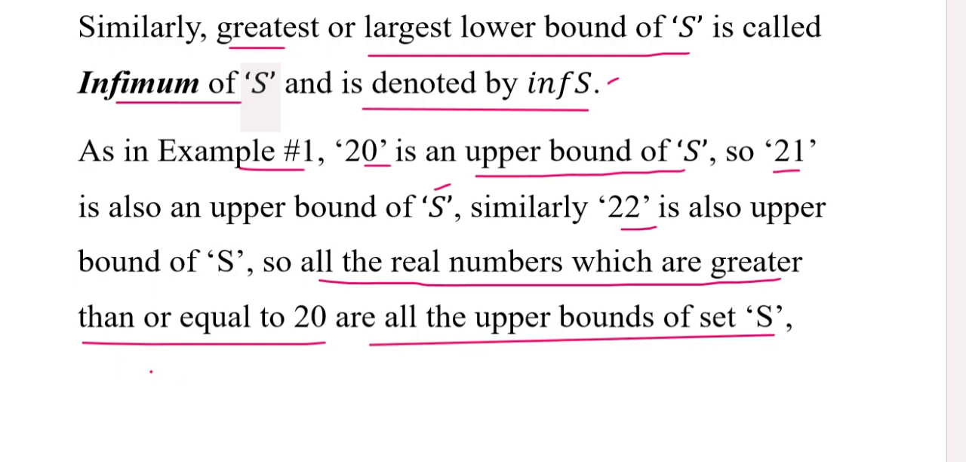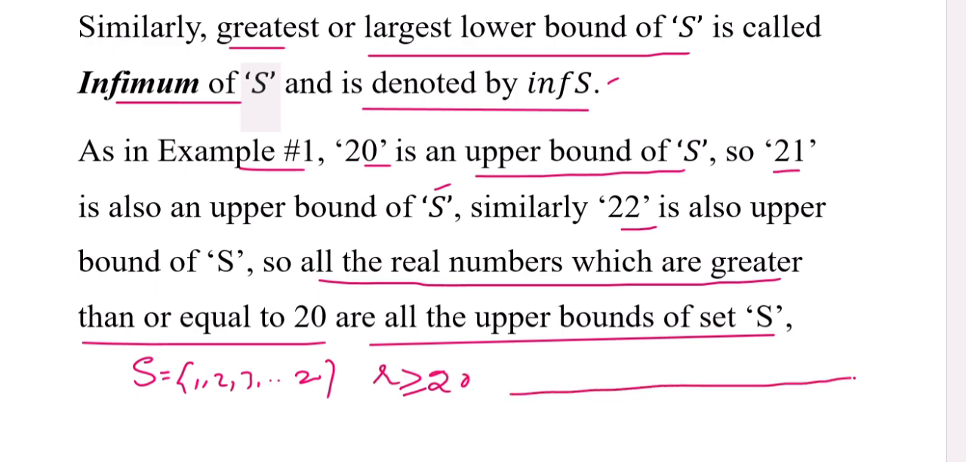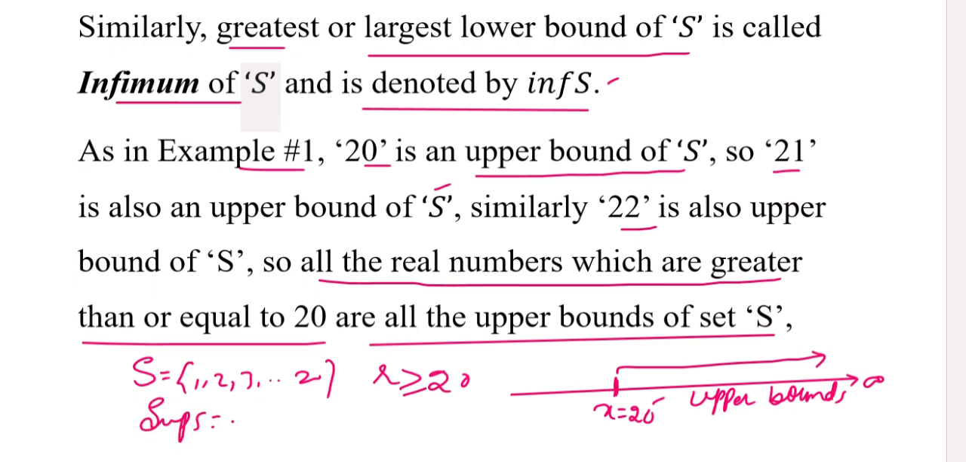So all the real numbers which are greater than or equal to 20 are upper bounds of S. Actually for the set S equal to 1, 2, 3 up to 20, if you plot these real numbers on the real line and say this is x equal to 20, then all the real numbers from here to positive infinity represent the upper bounds. These are the upper bounds of set S. But the smallest upper bound is 20. So this is called the supremum. So the supremum of S here is 20.